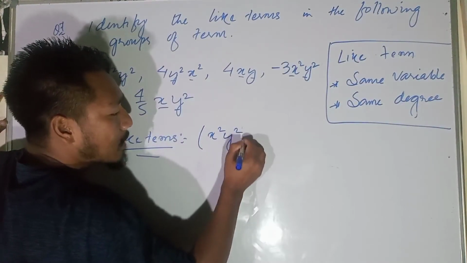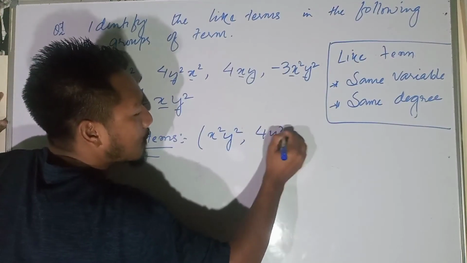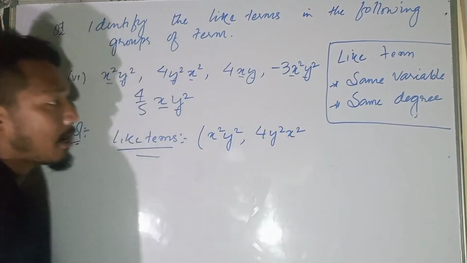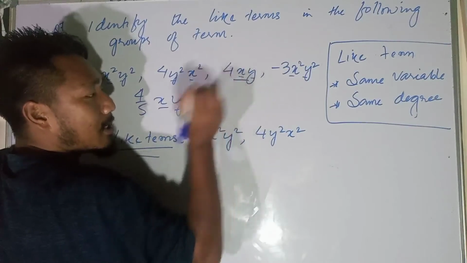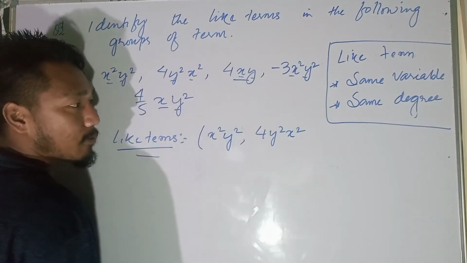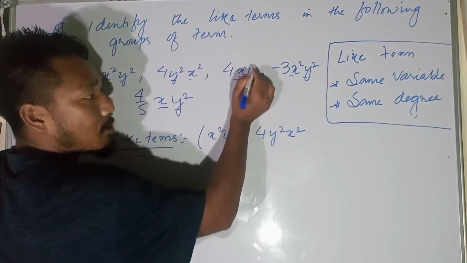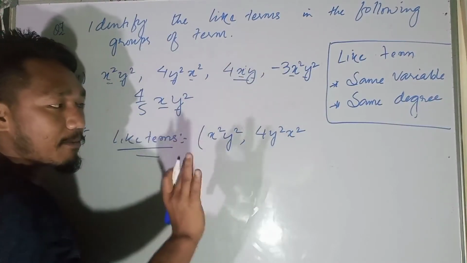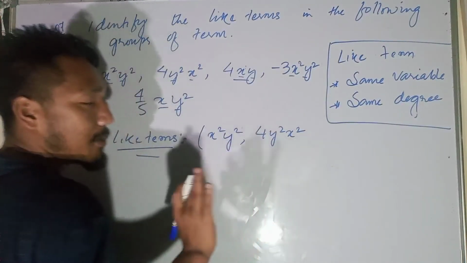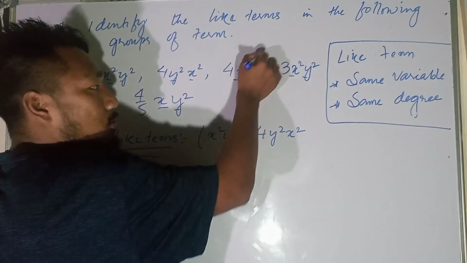x squares, y square, and 4y square, and x square is also a like term. Again, one more. Let's take this one, whether this is a variable or not, like terms or not. Here the powers are different because we don't have any square here. That means their variables are different, and that means they are not like terms. That means we exclude this one.